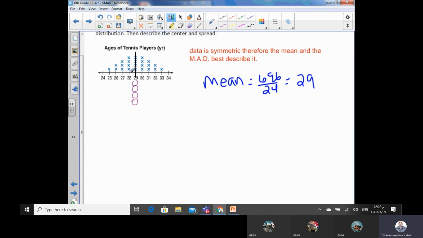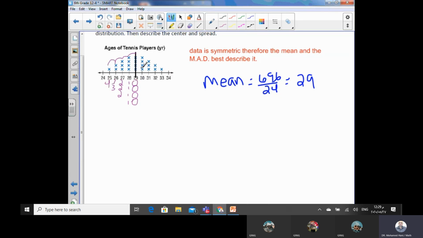Let's go to the left first. 28 is 1 away from the mean, and there are 4 of them. So 1, 1, 1, 1. 27 is 2 spots away from the mean, and there are 3 of them. 26 is 3 spots away from the mean, and there are 2 of them. And 25 is 4 spots away, and there's only 1.